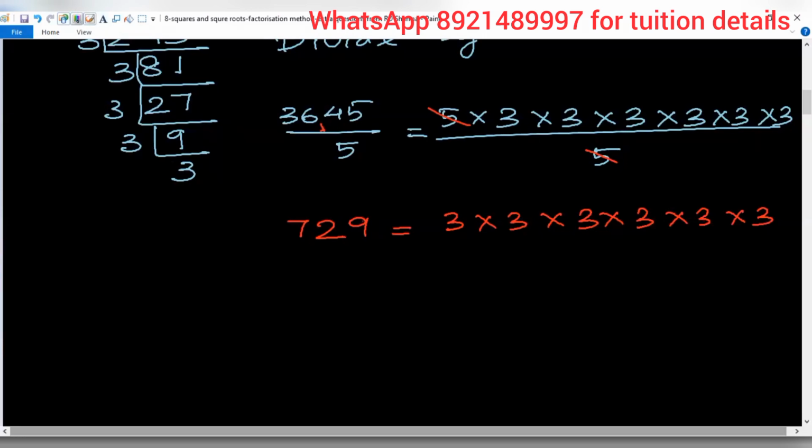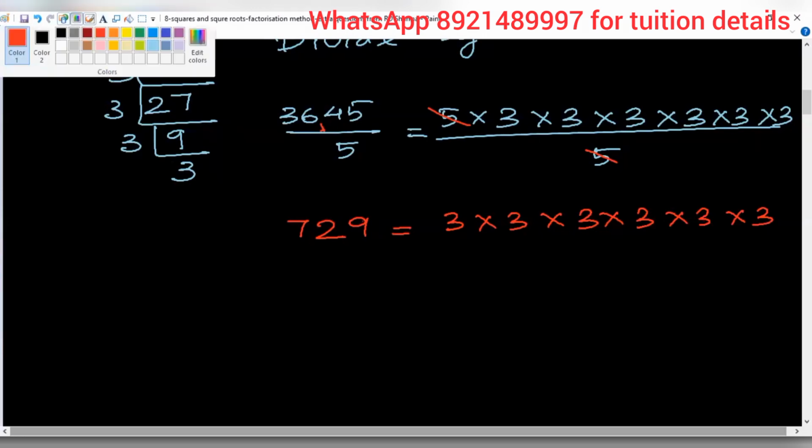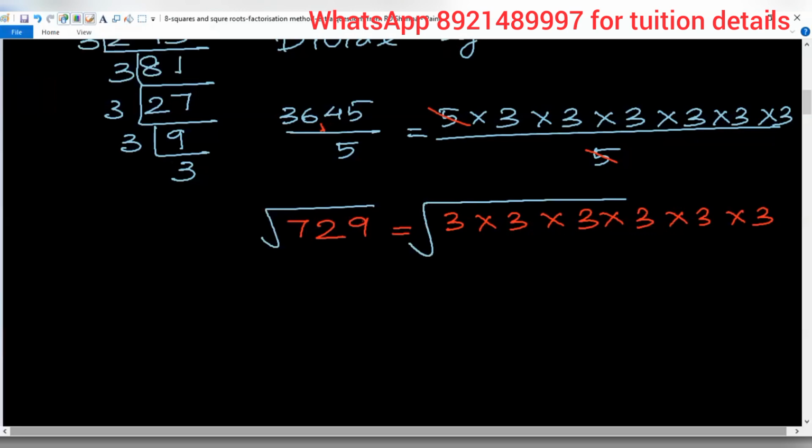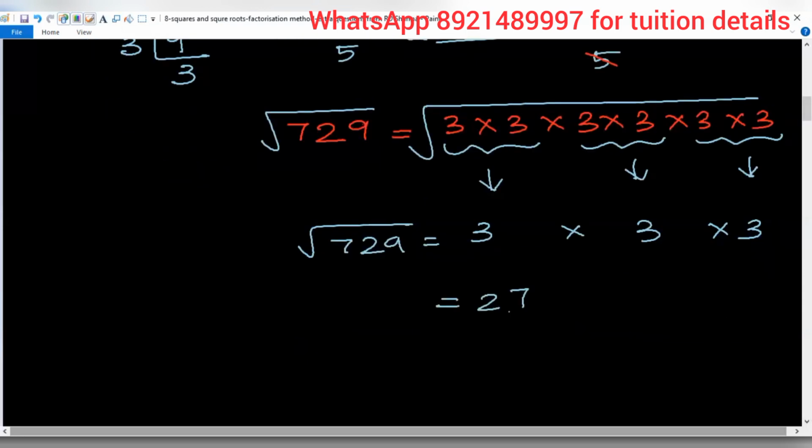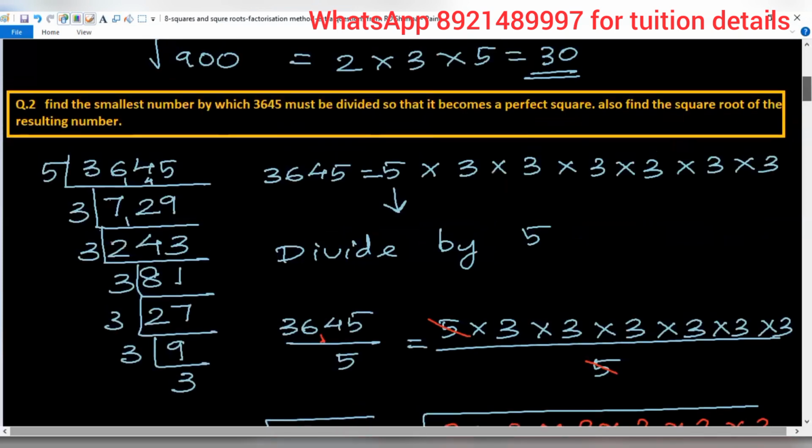So when we take the square root of this number, here also we have to put the square root. And from each pair, we can take 1 out. So how many 3's will come out? 3 3's will come out. So square root of 729 is 3 into 3 into 3, 3 into 3, 9. So 9 into 3, 27. So this is the answer. The question was also to find the square root of the resulting number. That is why we have done that.